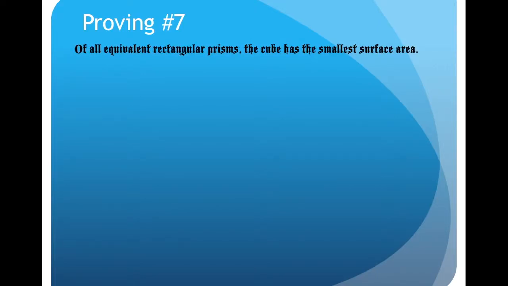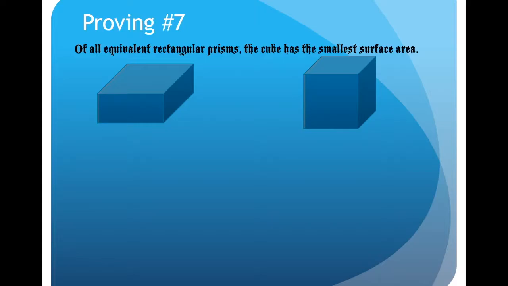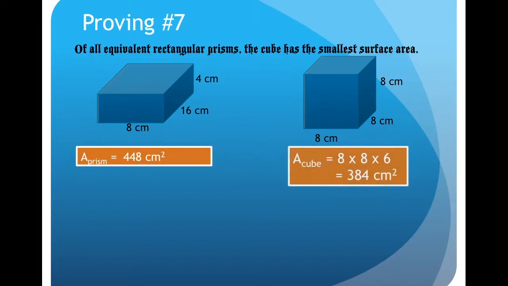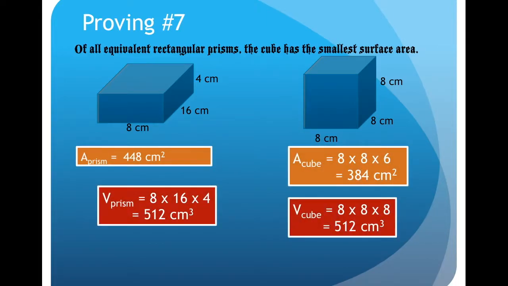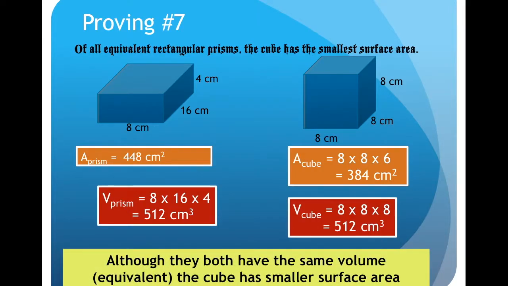Let's prove number 7. Of all equivalent rectangular prisms, the cube has the smallest surface area. Here's a rectangular prism, and here's a cube, and here are some dimensions for you. Let's check first to see if they're equivalent. I did area first, but let's do volume. Volume shows you that they are equivalent. And in terms of the surface area, I show you here that the cube has the smallest surface area compared to the rectangular prism, and it will always be that way. Of two equivalent solids, so two solids that have the same volume, the cube will always have the smallest surface area. So even though they're equivalent, that's the rule.